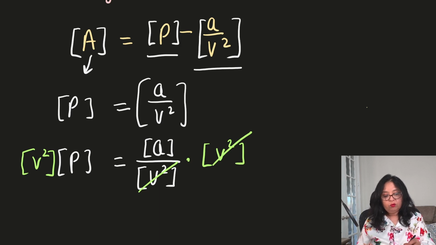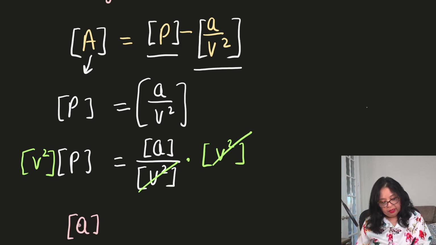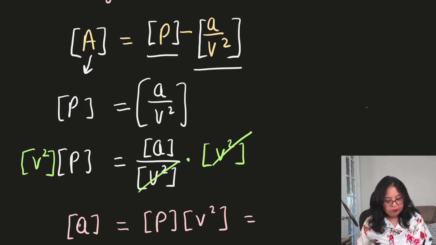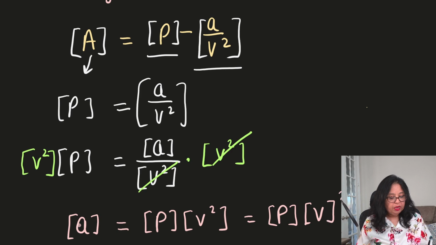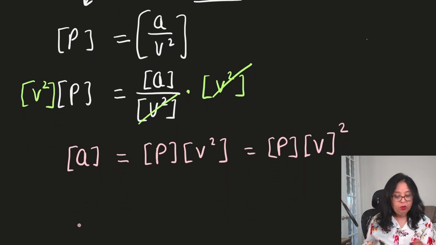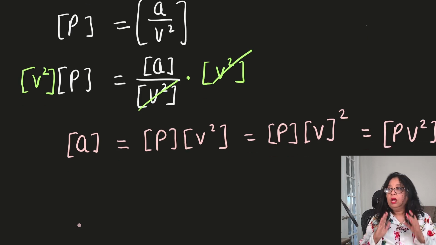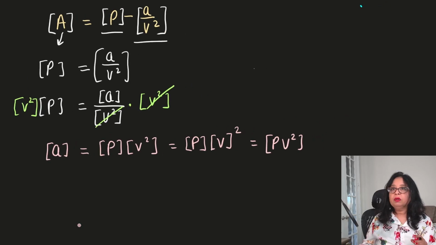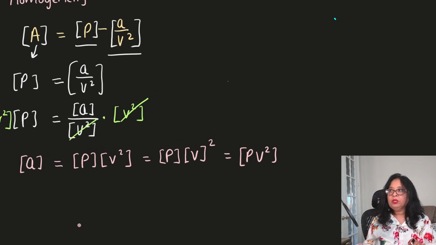And now if you swap left and right hand side, you will get the dimensional formula for A equals dimensional formula for P times the dimensional formula for V squared, which is the same as dimensional formula for P times dimensional formula for V and the square of this dimensional formula. Or if you wish, you could write this as PV squared's dimensional formula. Why am I writing all these different ways? Just to show to you that these are all equivalent ways of saying the same thing. Now we know the dimensional formula for A. Next, we need to know the dimensional formula for B.